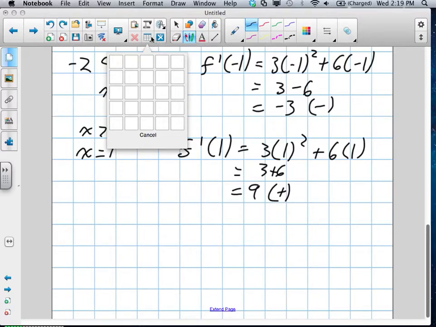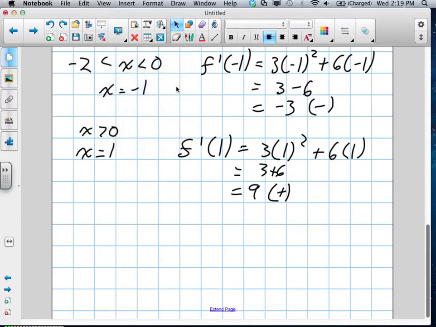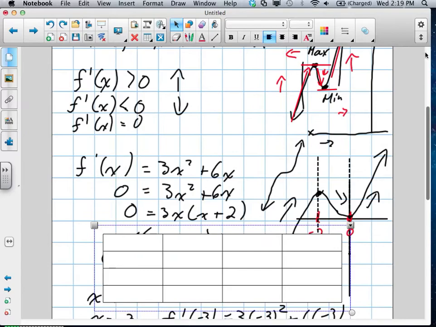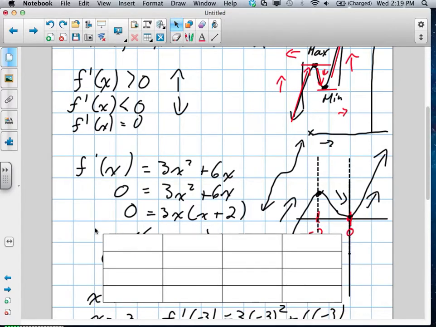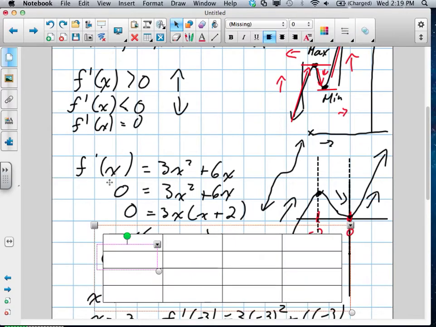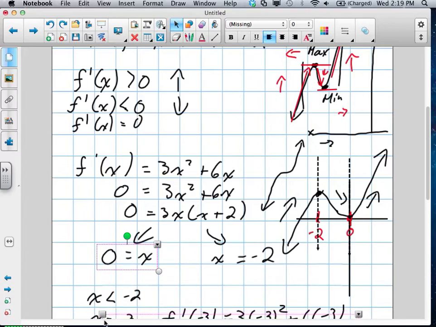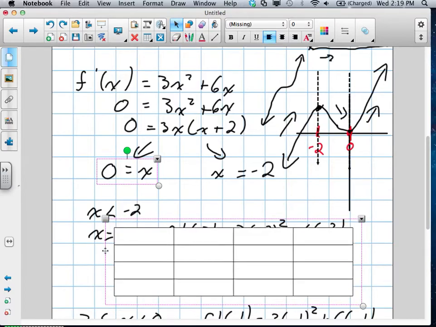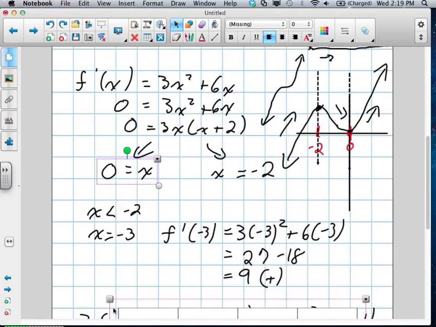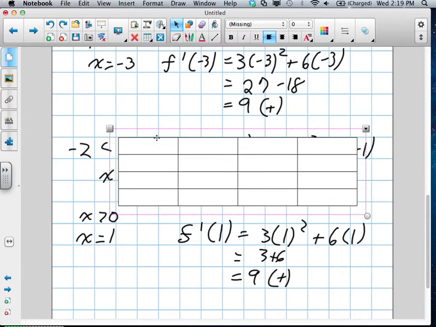We have 4. Oh, that's going to be all the way up here, I think. I apologize. I thought this would end up at the bottom. Come on, chart.